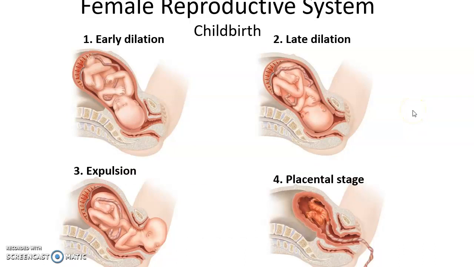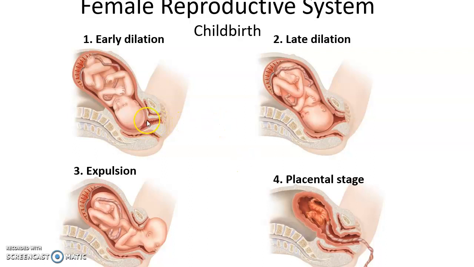And of course, there's childbirth. Initially, the fetus will position itself so that the head is now pointed toward the vagina. This is not how it normally is. It will shift position when it gets time for childbirth to occur.